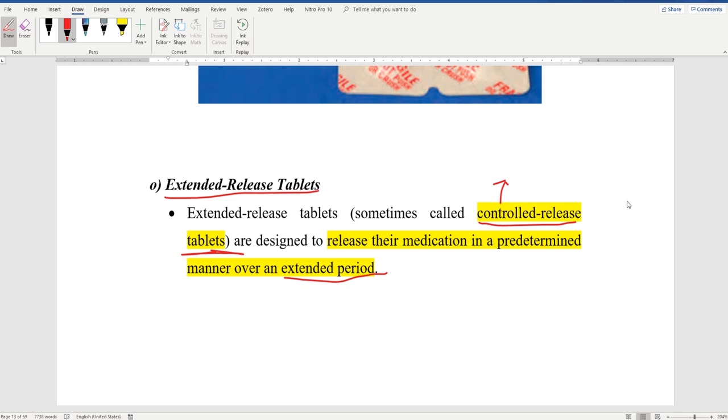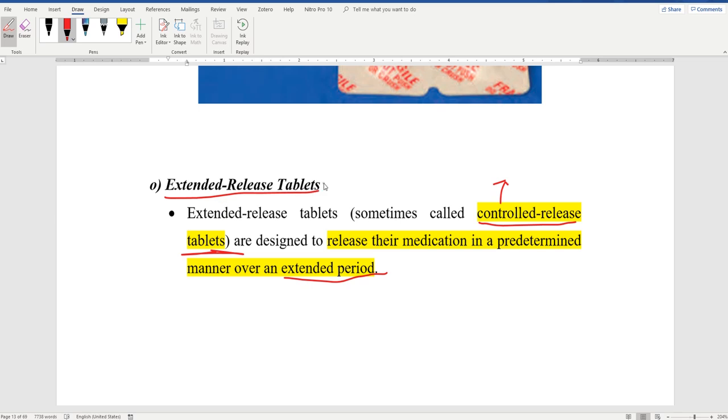يعني you will not produce any tablet unless you know how the release of the drug will be. فإذا you are controlling the release of the drug by all tablets. That's why they say it's wrong just to say it's controlled release for extended release. All tablets are controlled release.